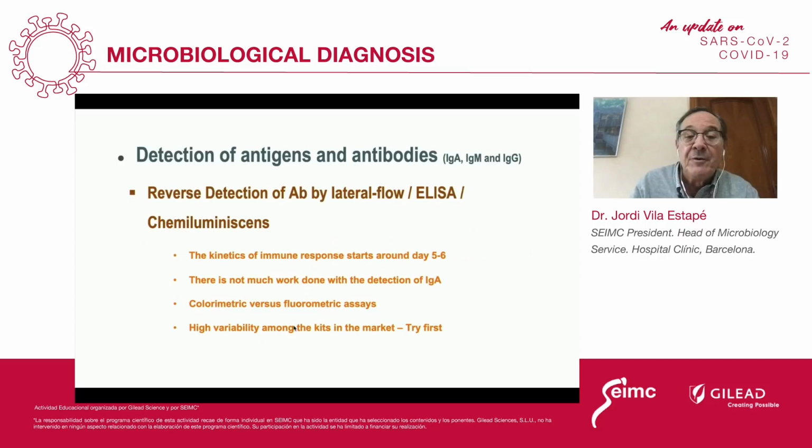For lateral flow, colorimetric versus fluorimetric assays, it has been shown that the fluorimetric assays are more sensitive than the colorimetric assays. And there is a high variability among the kits related to their sensitivity. So my advice is try first before implementing a kit in your lab. Try first and then detect by yourself the sensitivity and specificity.